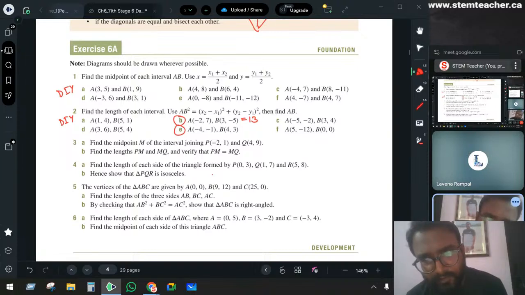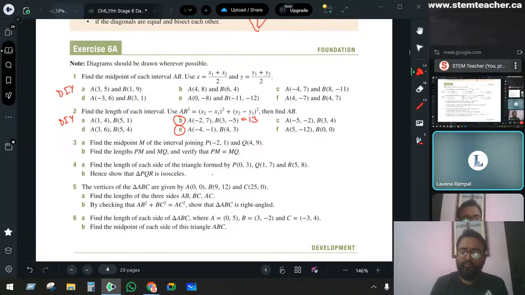64 plus 16. I think it's 4 root 5. Yeah, 4 root 5. Next, the midpoint of the interval joining these two points is (x1 plus x2) by 2, which is (4 minus 2) by 2, which is 1, comma 5.